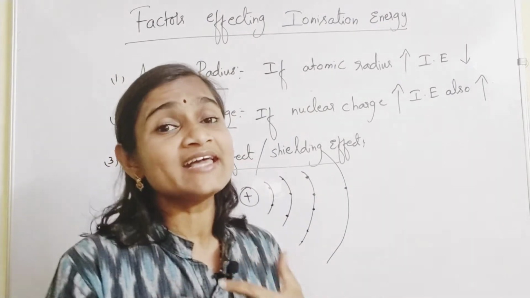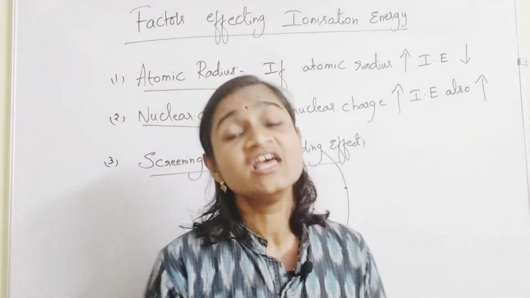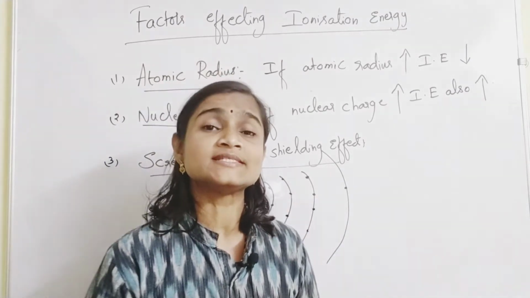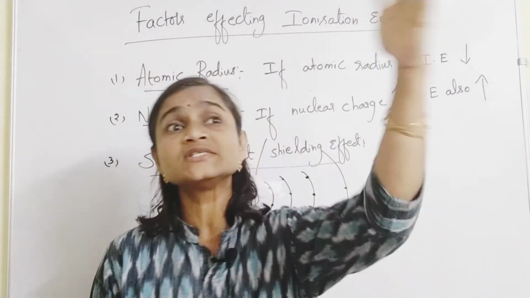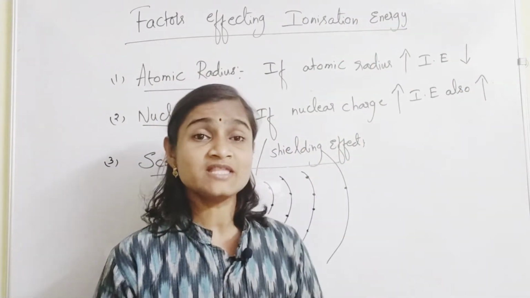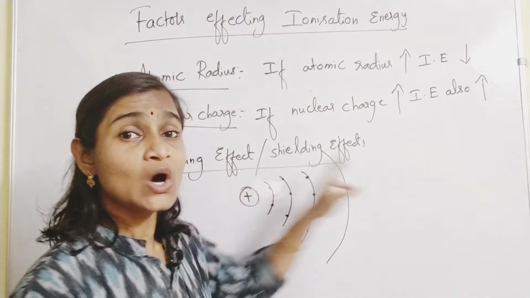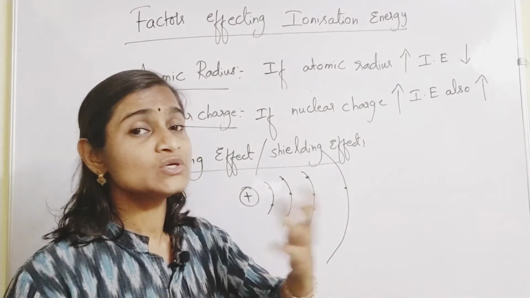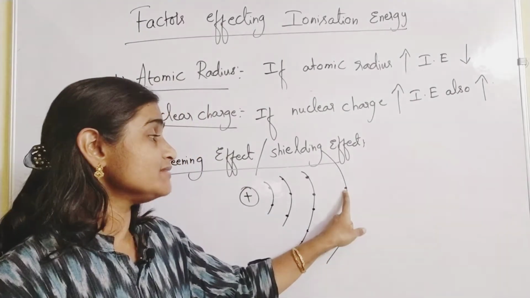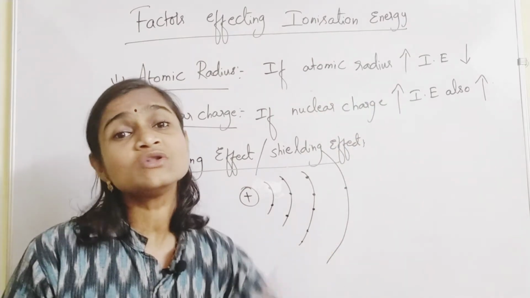So here the teacher is like a nucleus and the last bench child is like an electron. If the number of children sitting in the middle benches is more, the teacher cannot focus on the last bench child. Then what happens? The influence, the grip of the nucleus on the last orbit electron decreases. So nuclear charge decreases. So if nuclear charge decreases, what happens? It will become very easy for this last orbit electron to come out. Okay, so much energy is not required.